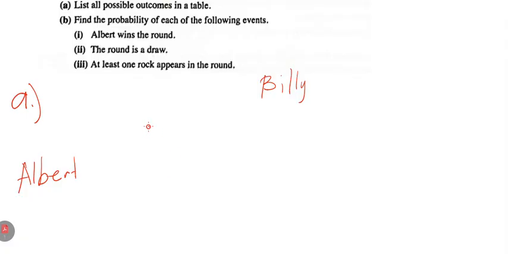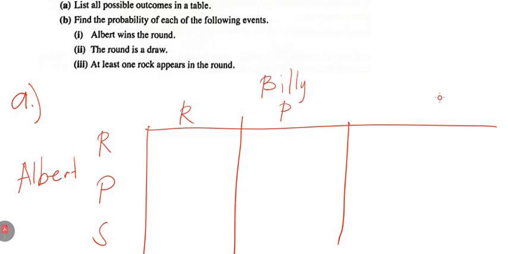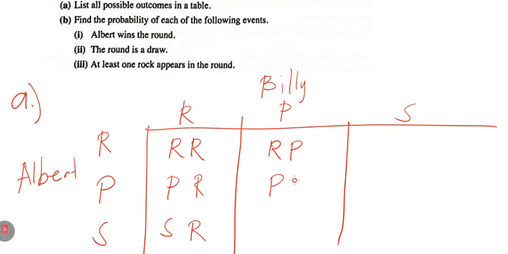First, let's write it down in the columns. We have rock, paper, and scissors, and the same with the other one: rock, paper, and scissors. The first one we have is rock and rock. Next is paper, rock; scissors, rock. Now the other one is rock, paper; paper, paper; and scissors, paper.